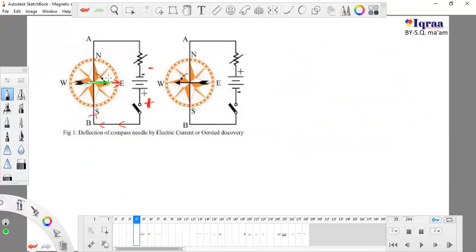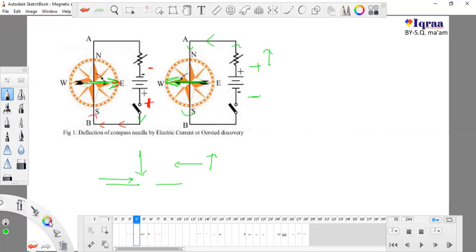This needle is showing this side. Here it is positive and it is negative, so the movement of current will be like here, and the needle is showing this side. In this case the current will move here, and the needle is in this direction. And on this side the movement of current is upwards, so the direction of the needle is this side.